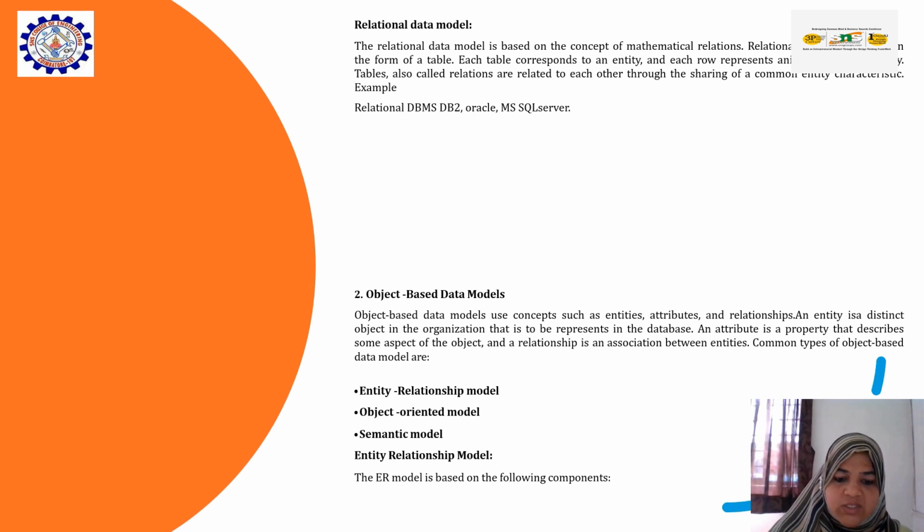Next one is the object-based data model, which consists of concepts such as entities, attributes, and relationships: the entity relationship model, object-oriented model, and semantic model.